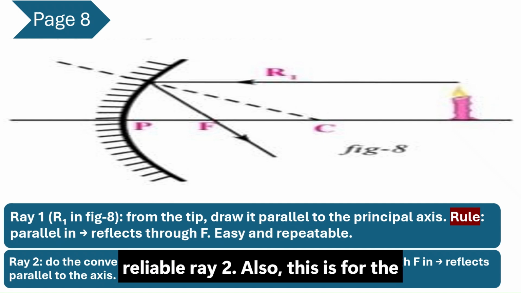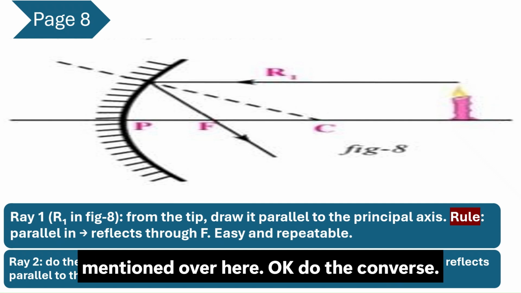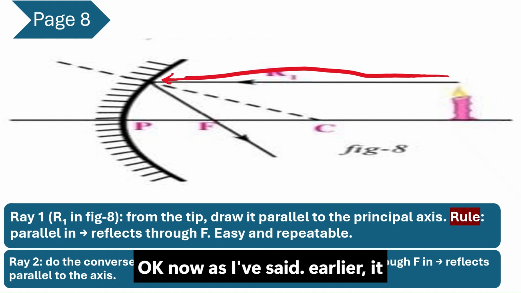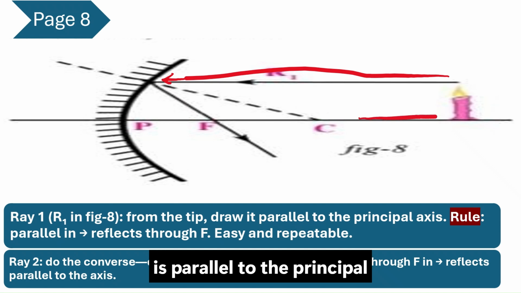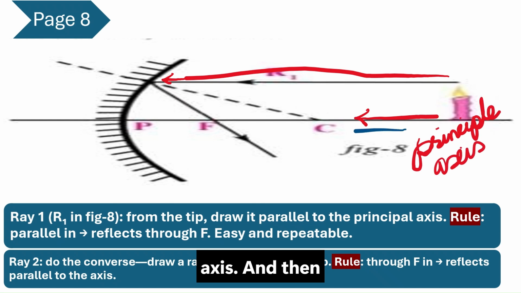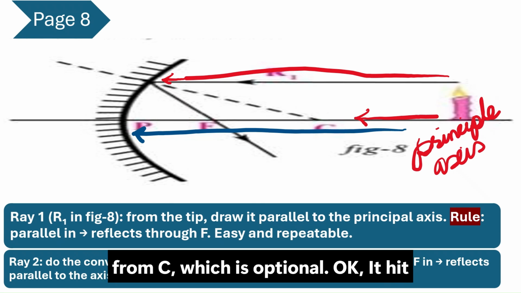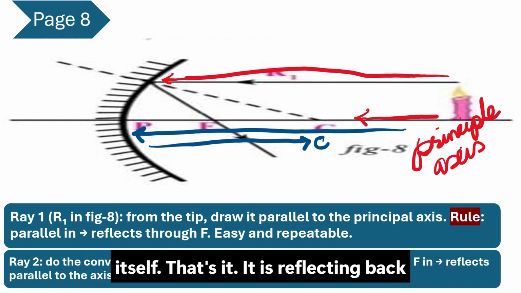Ray 2 also, this is for information purposes only. Ray 2 is not mentioned over here. Do the converse. Draw a ray through F from the tip. Now as I've said earlier, it reflects parallel to the principal axis. You can draw another ray also, which is from C, which is optional. It hits the mirror normally and reflects back to itself. That's it, it is reflecting back to itself.